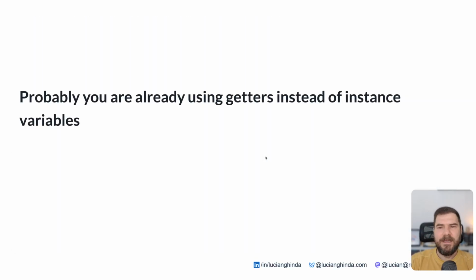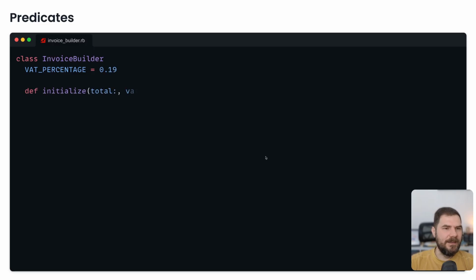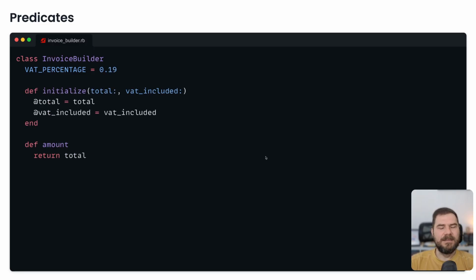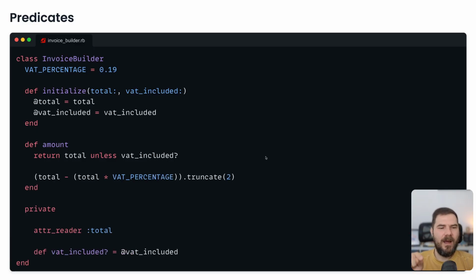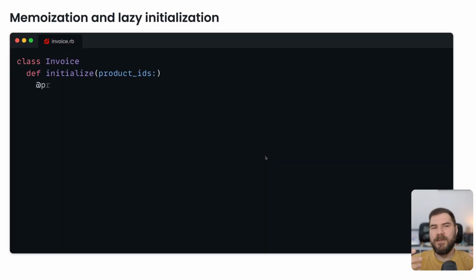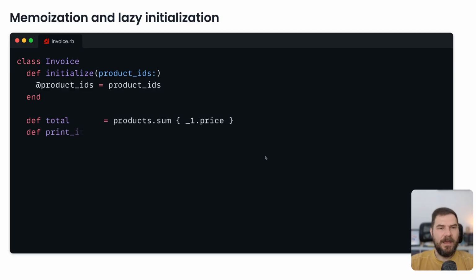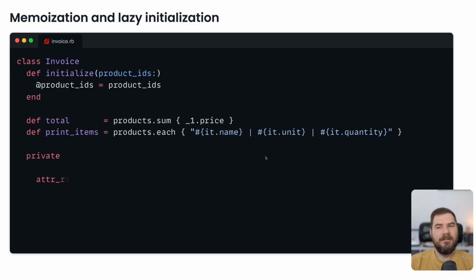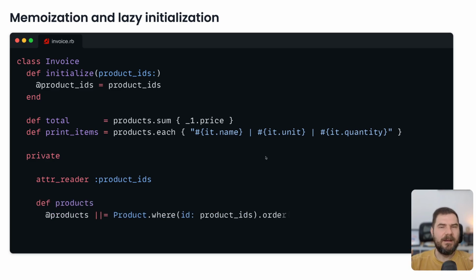And probably you are already using getters instead of instance variables in some places. For example, you're using them to define predicates. You'll see here that I have this instance variable called VAT included, and I want to use the nicer predicate in my code, VAT included with question mark. So I define a private getter for it. Or memoization and lazy initialization. Again, let's say I want to reuse or not hit the database every time I'm loading the products. So I will put them in an instance variable called products, but I will actually call this def products, which looks like a getter. So you are already using that.